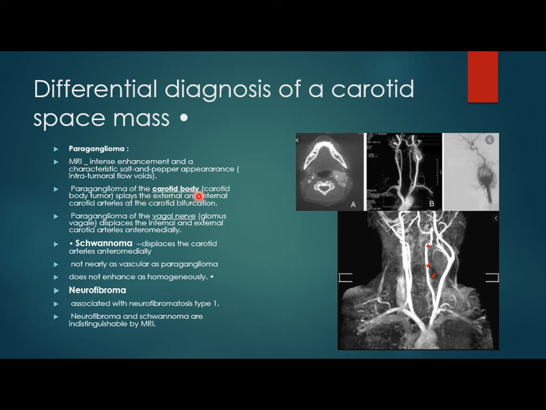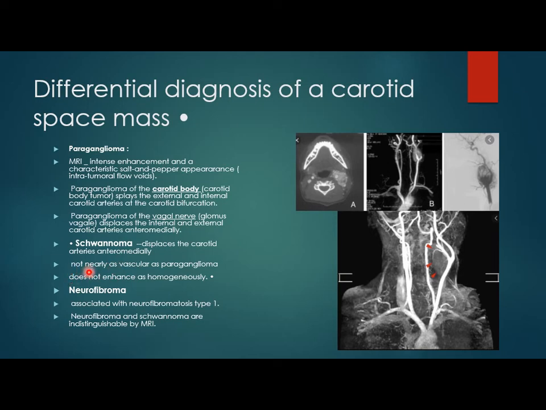Paraganglioma of the carotid body leads to the splaying of the external and internal carotid arteries at the carotid bifurcation, while the paraganglioma of the vagus nerve, glomus vagale, displaces the internal and external carotid arteries anteromedially. So if they are splayed, it is a carotid body tumor. If pushed, it is the vagus nerve, glomus vagale. Schwannoma also displaces the carotid artery anteromedially.